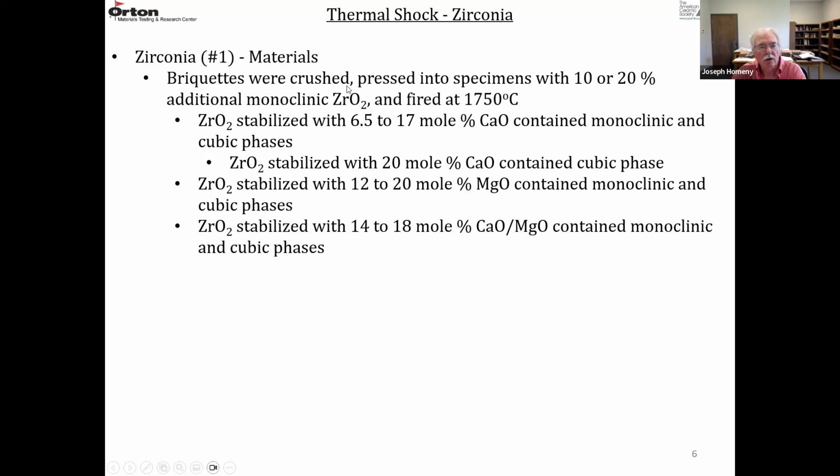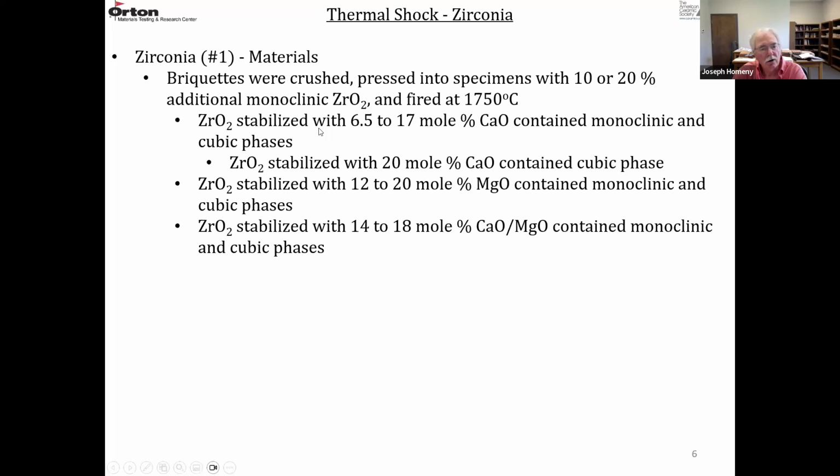So briquettes were crushed again, same initial briquettes, they were pressed into specimens, but this time they added 10 or 20 mole% additional monoclinic zirconia, and they were refired at 1750 degrees C. So they're increasing the monoclinic zirconia content with direct additions.